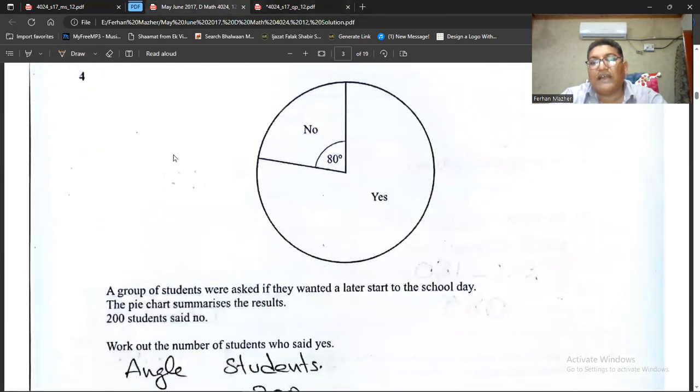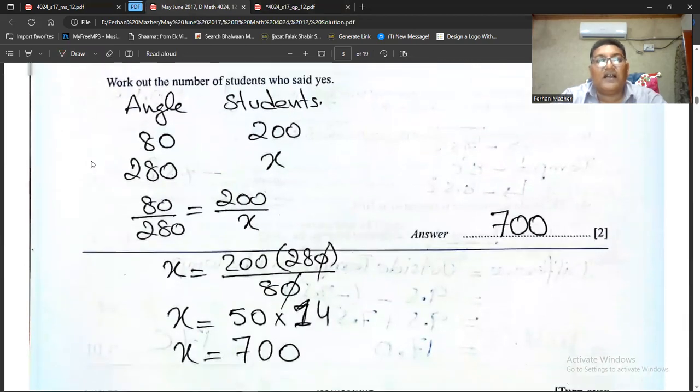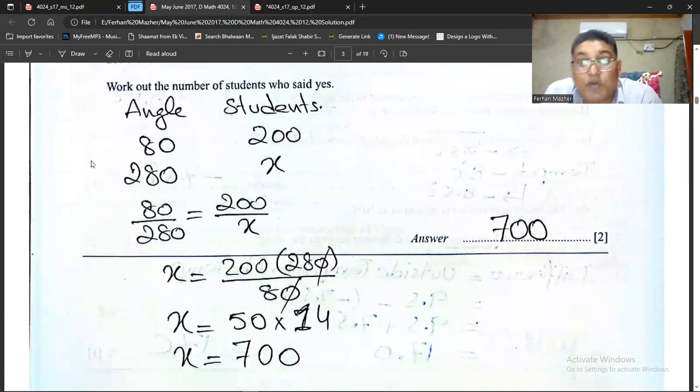So I'm going to use the method of proportionality, very simple. Angle and students. When the angle is 80 degrees, that means 200 students. When the angle is 280 degrees, it means how many students? So 80 over 280 equals 200 divided by x. Cross multiply: x equals 200 multiplied by 280 divided by 80. The zero is gone, so this will be 700.